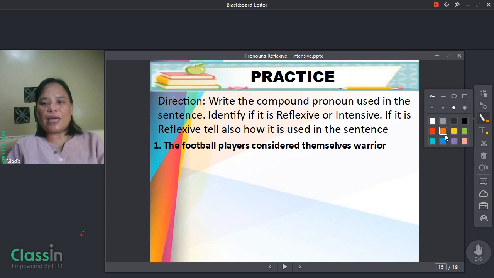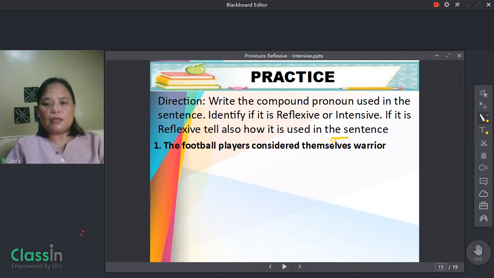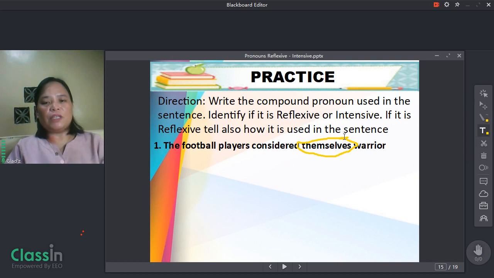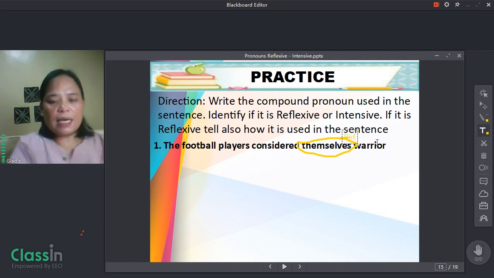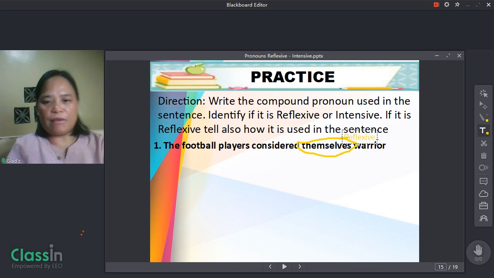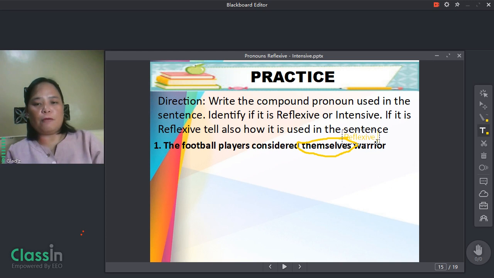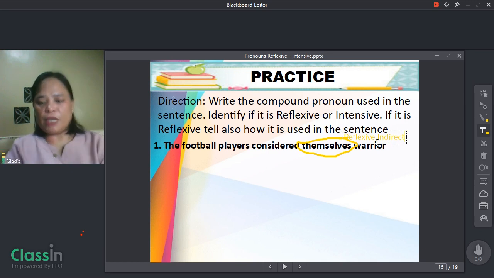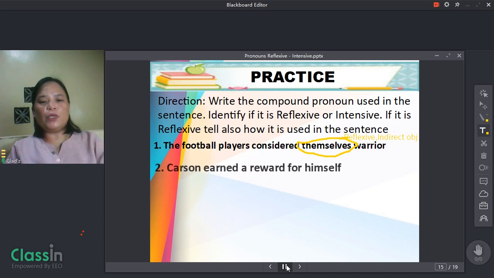We have the compound pronoun themselves. The football players consider themselves warriors. That is a reflexive, and it's used as an indirect object. How about number two?